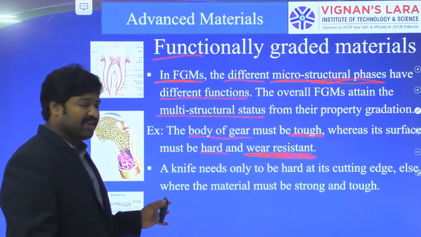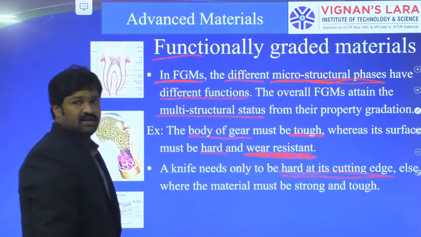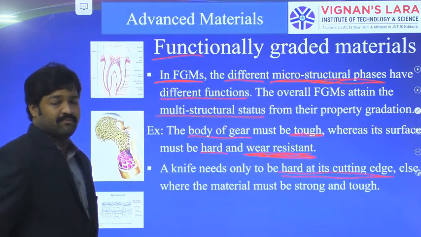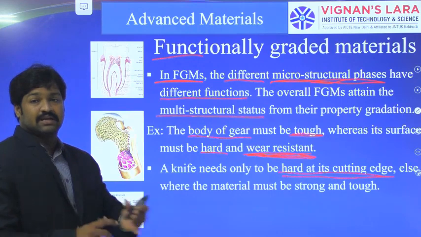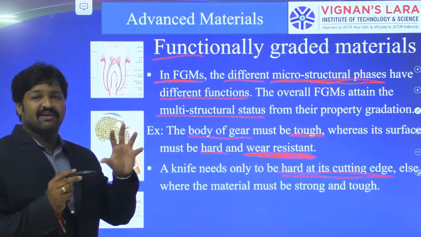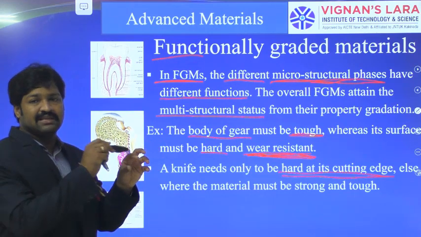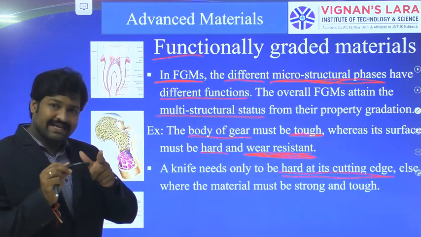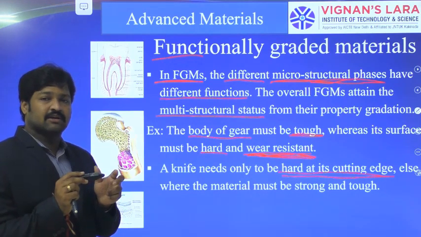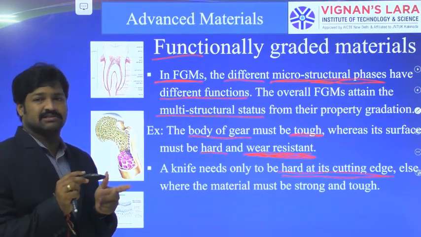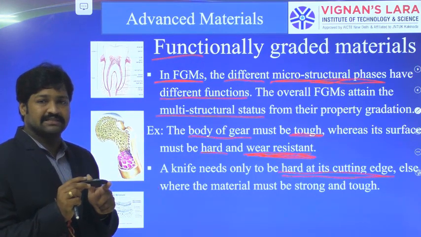Similarly, one more example: a knife needs to be hard only at its cutting edges. As we studied in metal cutting and machine tools, the tip of the tool should be harder than the workpiece material. To machine a component, the hardness of the tool should be more than that of the work material. So the hardness of the cutting tip should be higher. The cost of the tool also depends upon its hardness: if the hardness is high, the cost of the tool is also high.